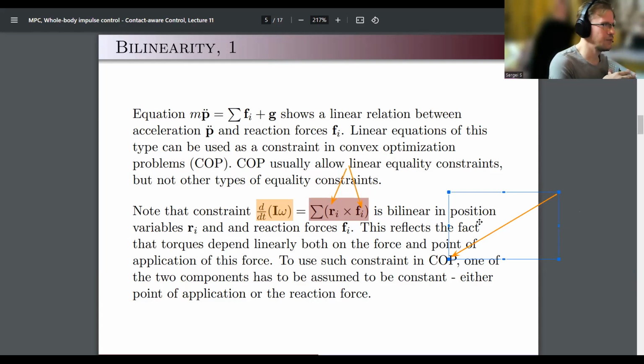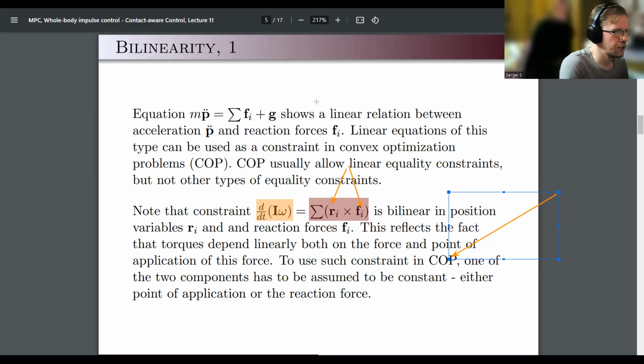But if none of them is constant, then we cannot do our classical convex optimization problems with such a constraint. In fact, equality constraints only work for linear functions. Equality constraints don't work for anything else. We cannot usually have a quadratic equality constraint, right? We cannot have anything else. And bilinear we cannot have either. This makes sense because such equality constraints, by definition, describe a non-convex surface, right?